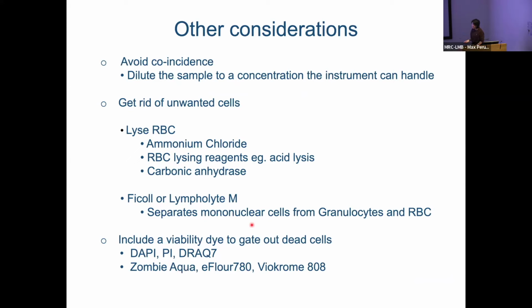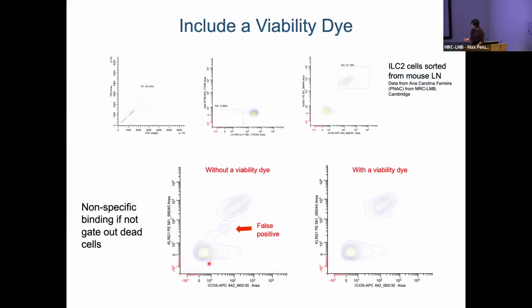Including a viability dye is the key to getting rid of the dead cells. There are many viability dyes on the market you can choose to fit into your panel. Just a simple example to show you: without a viability dye, you can see this false population that looks like a double positive from Klrg1 and ICOS, or looks like there's a weaker ILC2 population. However, this population is coming from dead cells. After getting rid of the dead cells using a live/dead marker, you can see a much cleaner population.